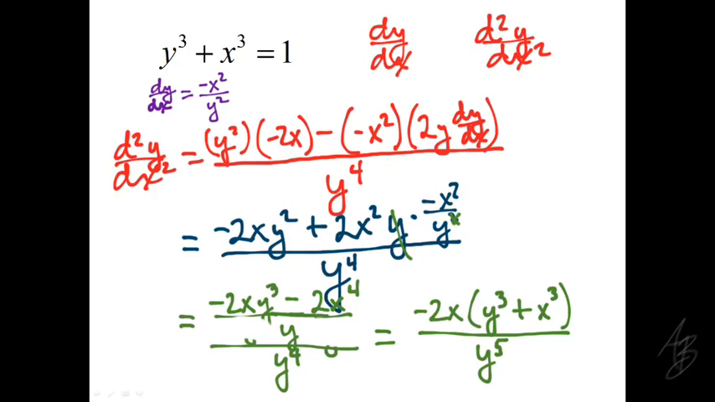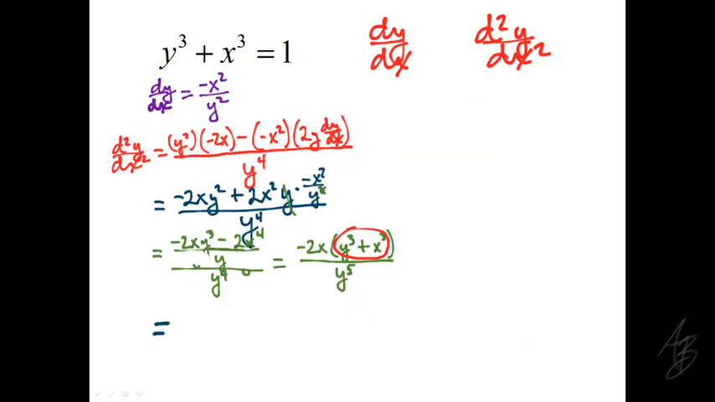And if you remember, we had an example before where we were able to use the original function to substitute into the second derivative here to simplify it a little bit. And here we have x to the third plus y to the third. And over here in the original function we have y to the third plus x to the third equals 1. So we can replace this part right here with 1. Let me take a moment here to clean it up. So what we end up with then is negative 2x over y to the fifth.